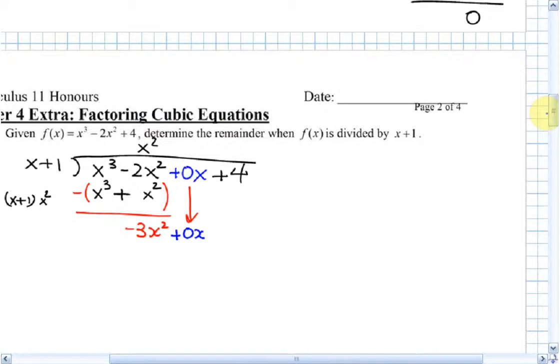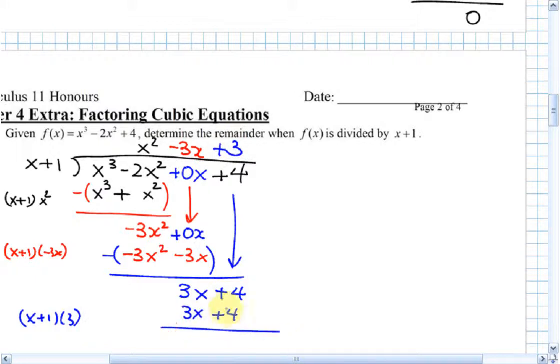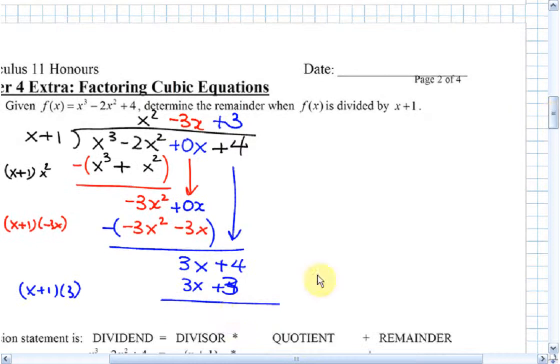Okay. Then I think the term is minus 3x. Minus 3x squared minus 3x. We're going to now subtract. That gives you positive 3x. Bring down the 4. This looks good. That would be 3. 3x plus 4. No, 3x plus 3. Got too excited. So the remainder is 1.